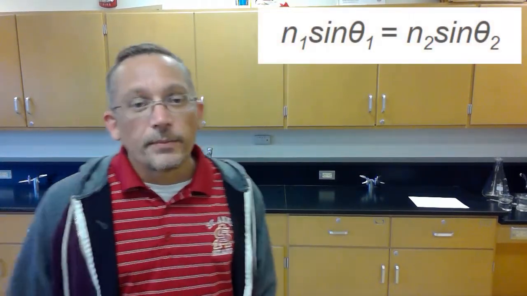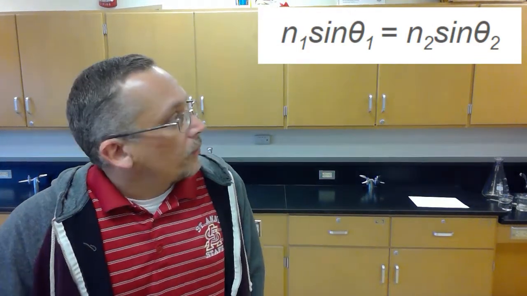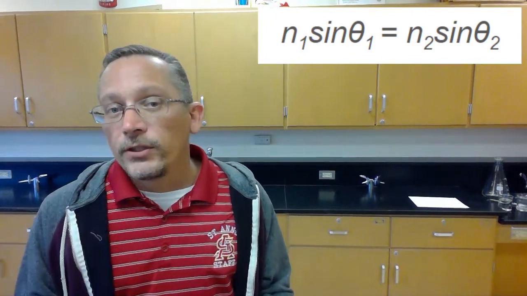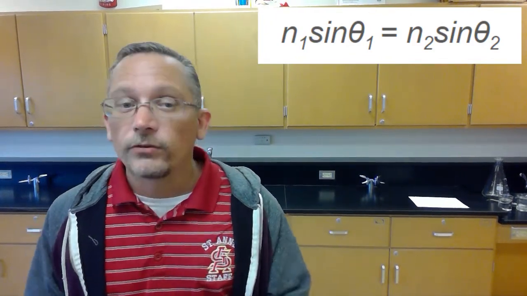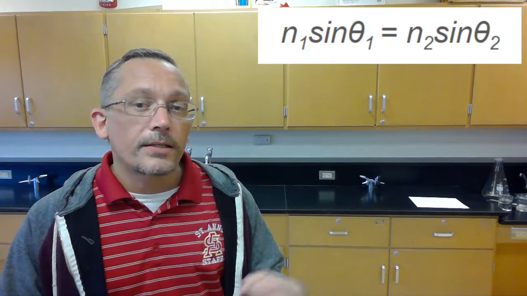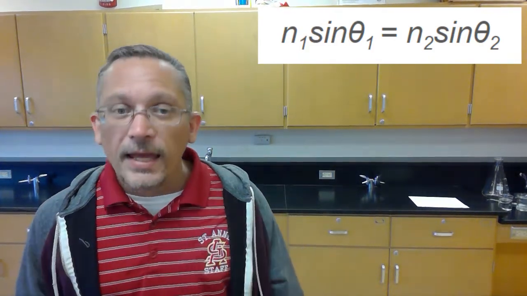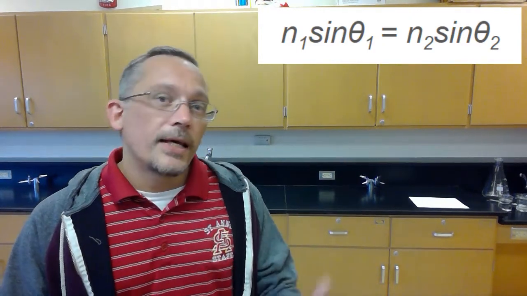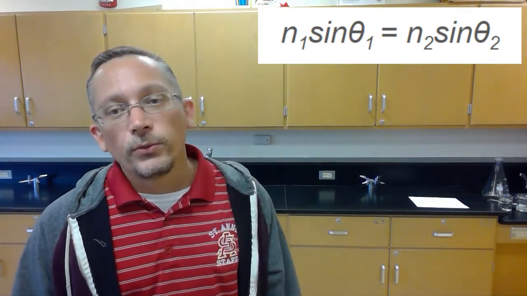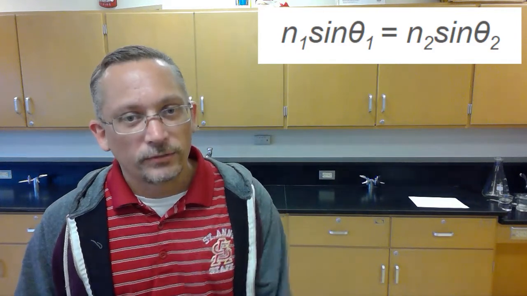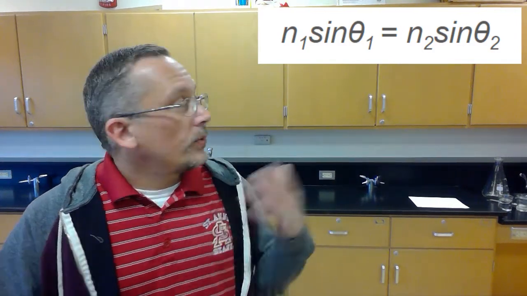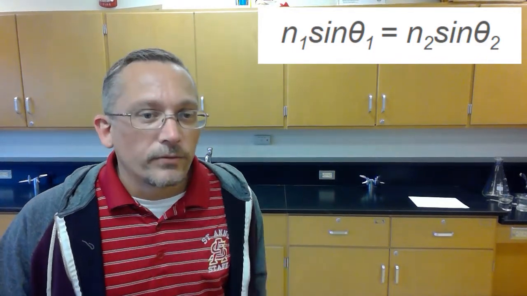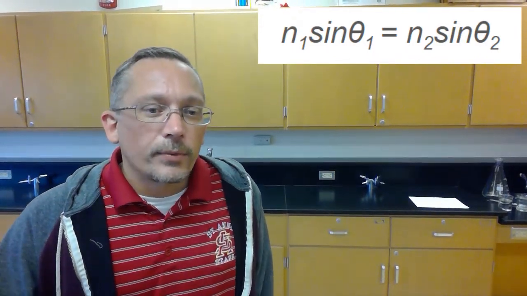Here I'm going to put Snell's Law up there. It says n1 sine theta 1 equals n2 sine theta 2. And n1 and n2 are the two indices of refraction, right? n1 is the index of the medium it's coming out of. n2 is the index of the medium it's going into. Theta 1 would be that angle of incidence, and theta 2 would be that angle of refraction, right? So we can use n1 sine theta 1 equals n2 sine theta 2 to predict that angle of refraction. Let's take a look at an example of how to do that.